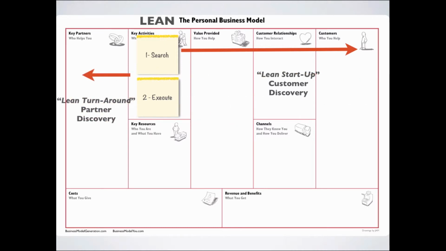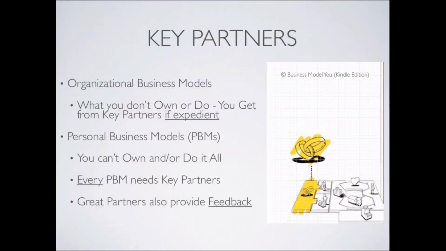If you're an individual, you're not a group at all, somewhere we're going to have to find some extra talent and we're going to have to do partner discovery. That lets us look at key partners in a personal business model very differently than we look at key partners in an organizational model. In an organizational model, if we don't own or do something, we get it from a key partner. If that's a good thing to do, we can insource or outsource, it really doesn't matter.